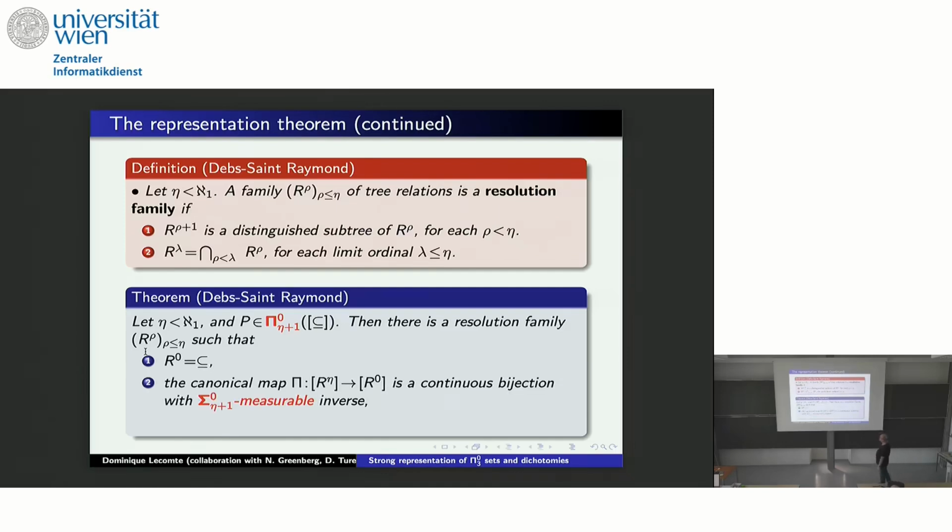The canonical map from the square bracket of the smallest one into the square brackets of the biggest one is not always continuous, but it's a bijection, and its inverse is sigma 0 eta plus 1 measurable. So we have something like in the Kuratowski result, right? And also like in the Luzin-Suslin result, P becomes closed if you see it inside square bracket R eta. So this is a refinement of Luzin-Suslin and Kuratowski.